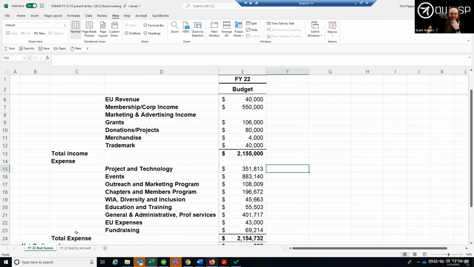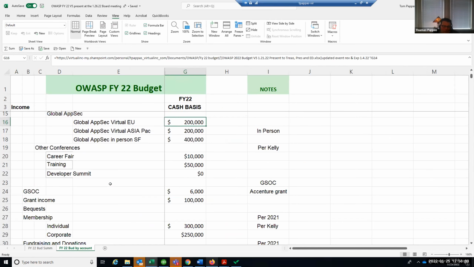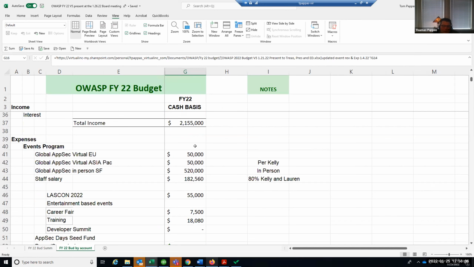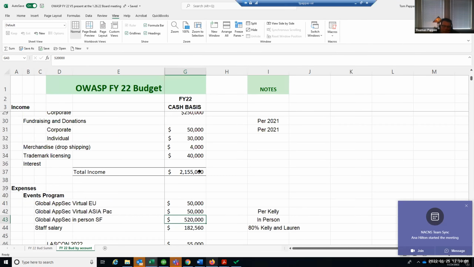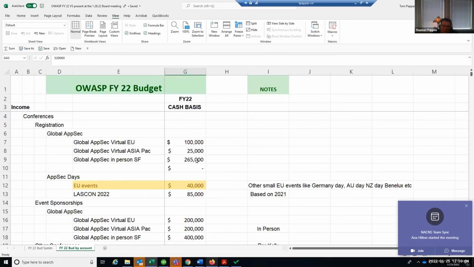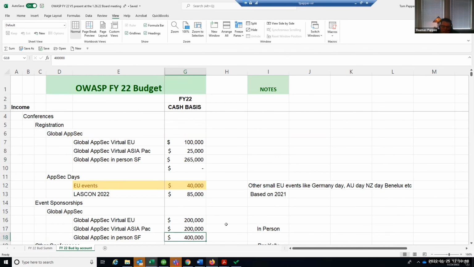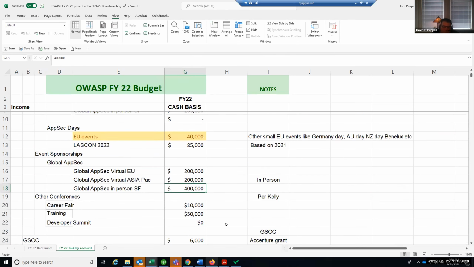So looking at the expenses, it might be better if I go through some of the actual line items. These are all of the expenses for next year, including the career fair and the training that's there. The reason I have the developer summit is that it's going to be converted to the AppSec Asia Pacific. Here you can see the large amount of expenses for the in-person event in San Francisco. It matches the 265,000 in registration, we're assuming, and 400,000 in sponsorship. But again, those numbers were all provided by Kelly and Lauren.